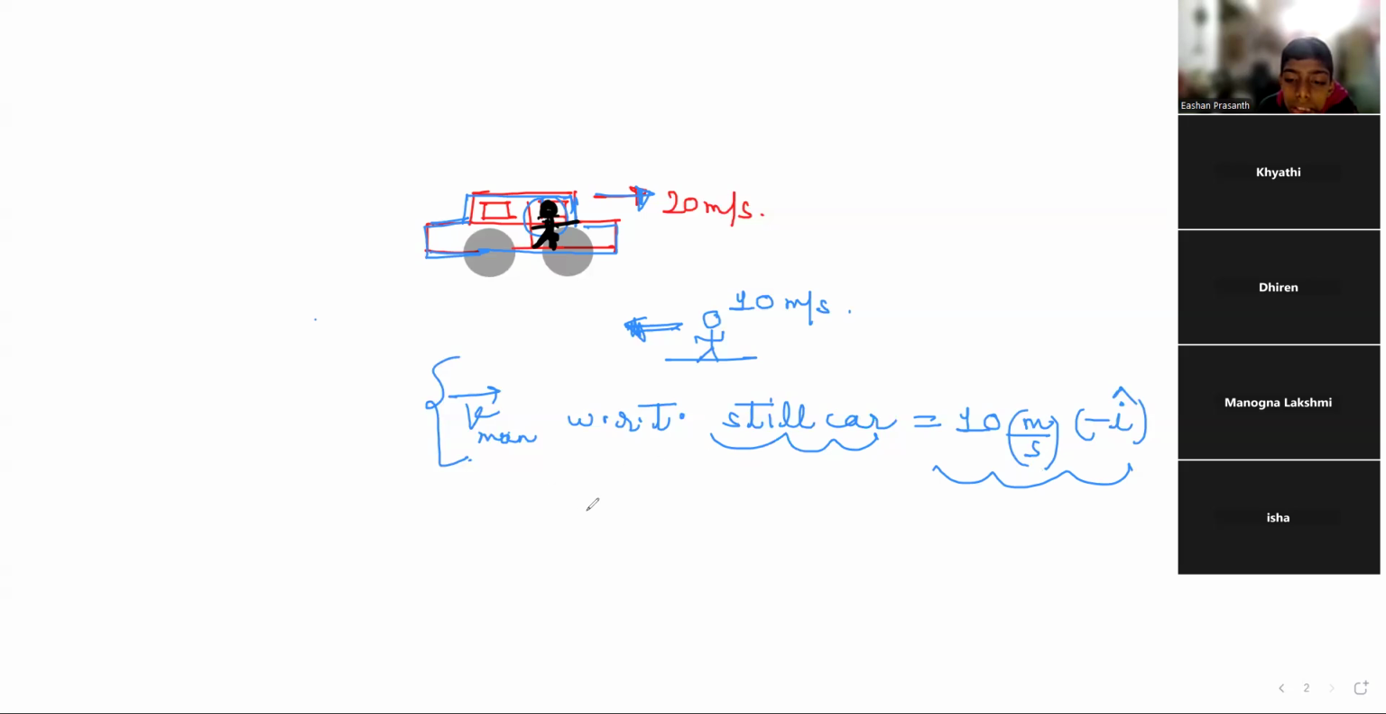So what will you write this? Velocity of man with respect to car. Car is still only when the observer is sitting inside the car. So with respect to car, we get velocity as 10 minus I cap meters per second. I hope you understood this.